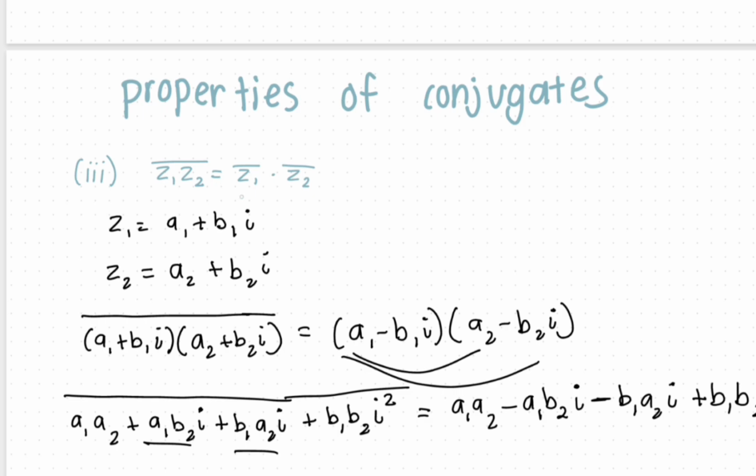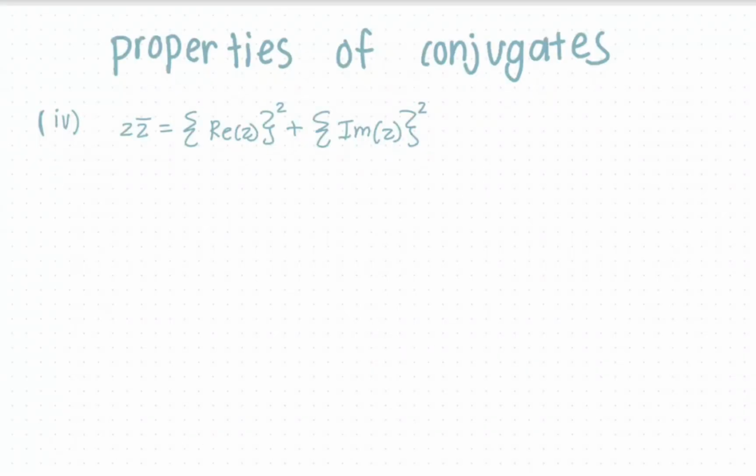conjugate of z2. All right, so our fourth property is that z times the conjugate of z is equal to the real part of z squared plus the imaginary part of z squared. And I'm pretty sure you know how to solve these problems by now. Just assume that z is equal to a complex number in terms of a and b, and just prove that the left-hand side is equal to the right-hand side. So if you want, feel free to pause the video and give this problem a go.